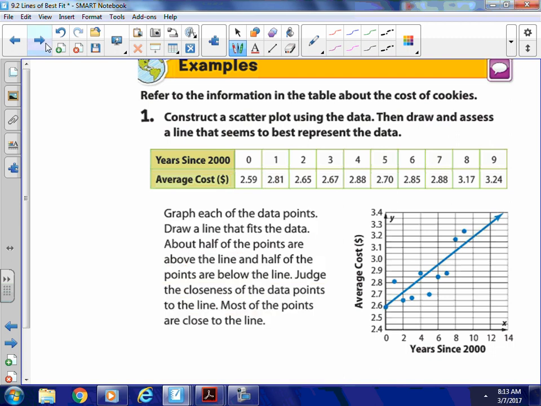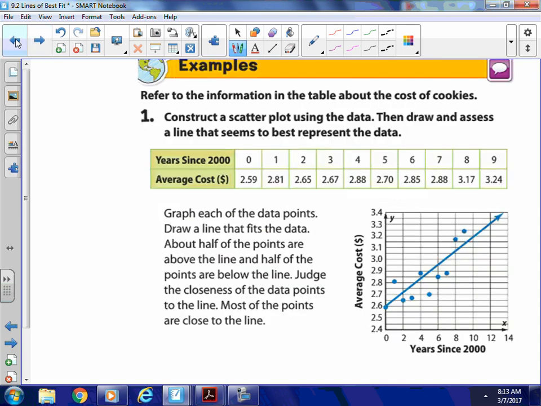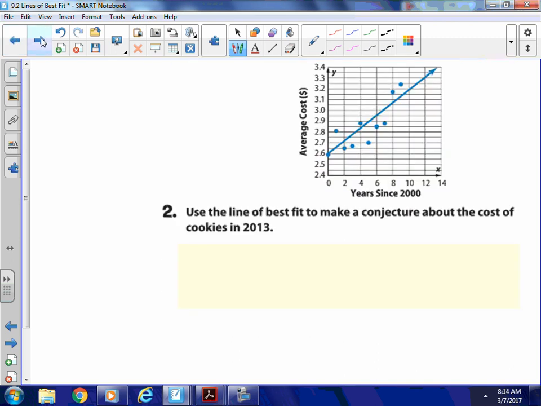In fact, the line is so good, we could use it to help predict future information. Most of the data points are pretty close to the line. It's not perfect, but we can use it as a predictor. And that's what we're going to do here in example 2. Using the same graph, we're going to use our line of best fit to make a conjecture about the cost of cookies in 2013. Notice there was no data for 2013. It only went up to 2009. But we can just extend the graph.